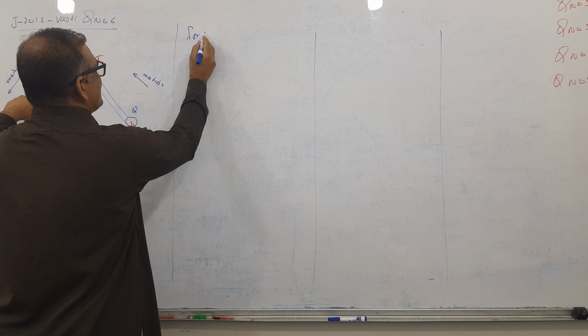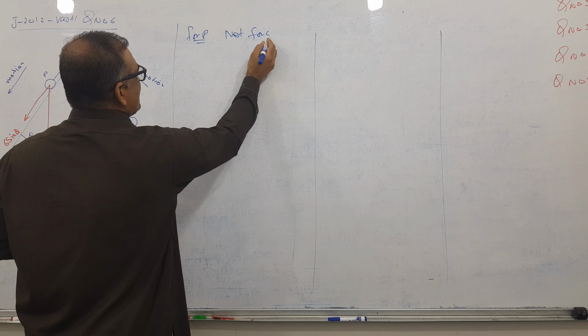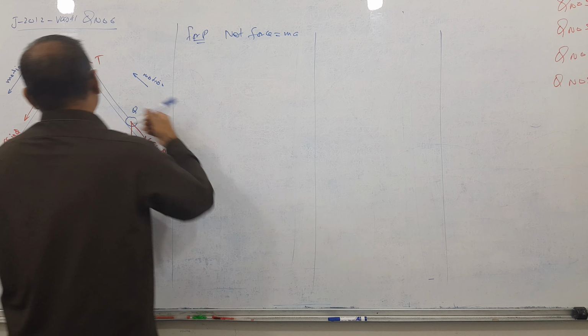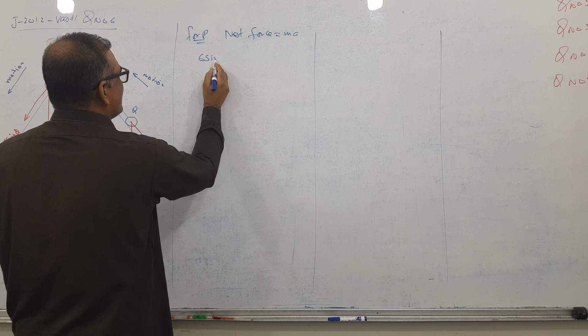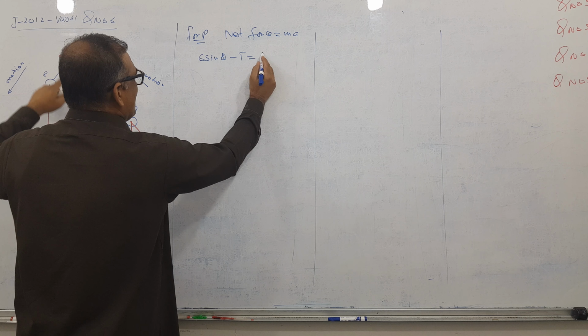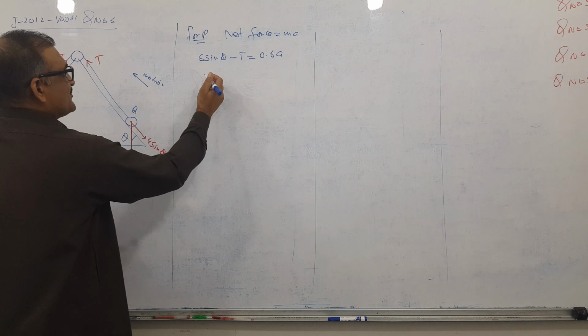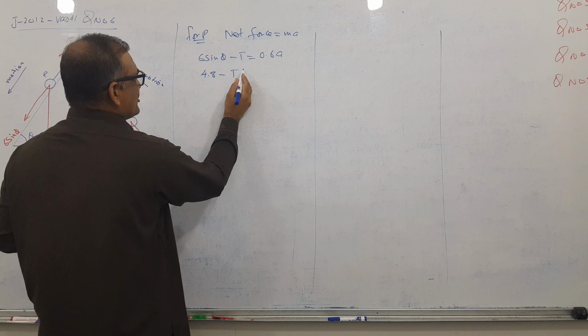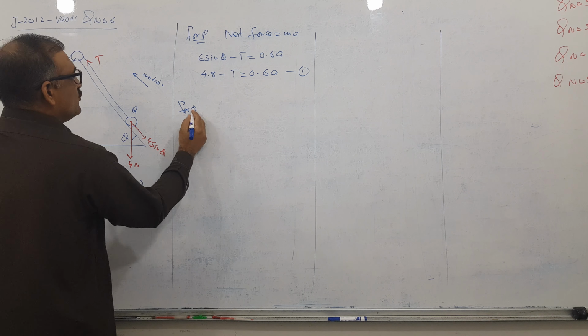So for P, what situation we have? Net force equal to MA. Because it's going downward, so this is bigger force. So 6 sine theta minus tension equal to MA. And sine theta is 0.8. So this becomes 4.8 minus tension equal to 0.6A. Equation 1 over. Now talk about Q.